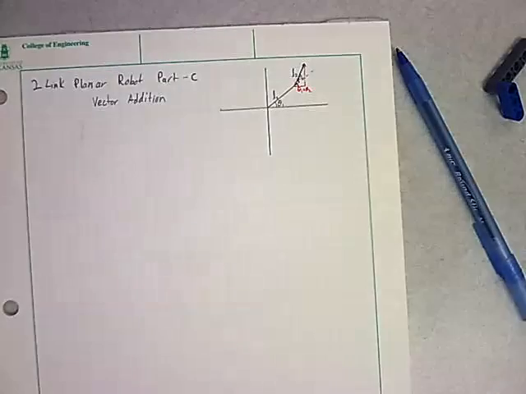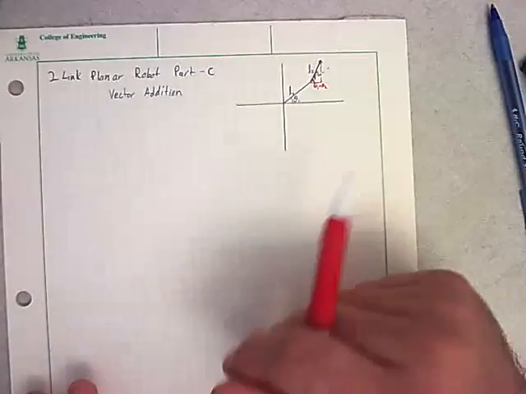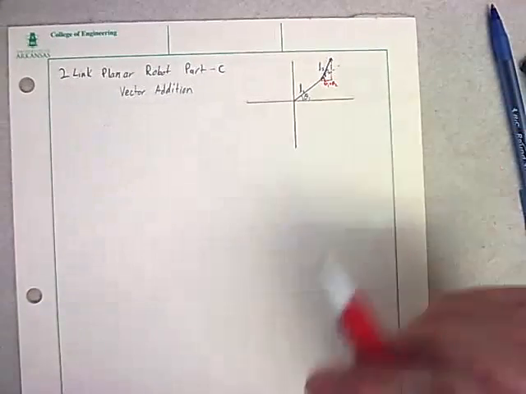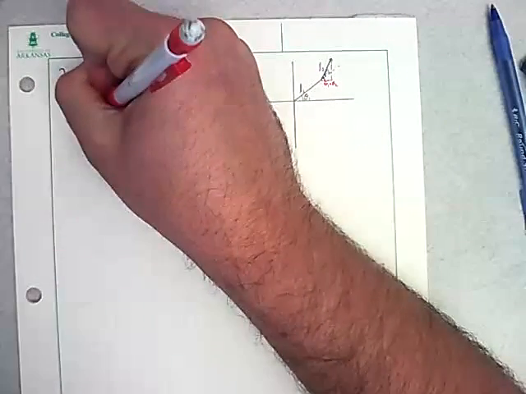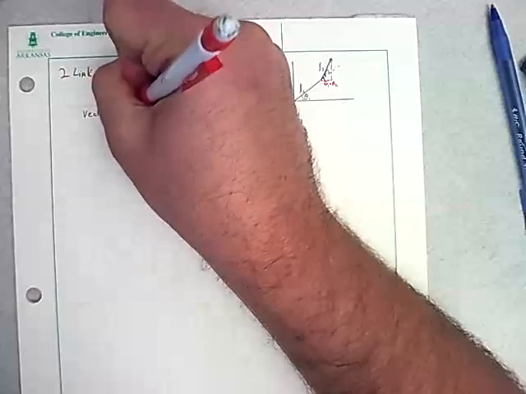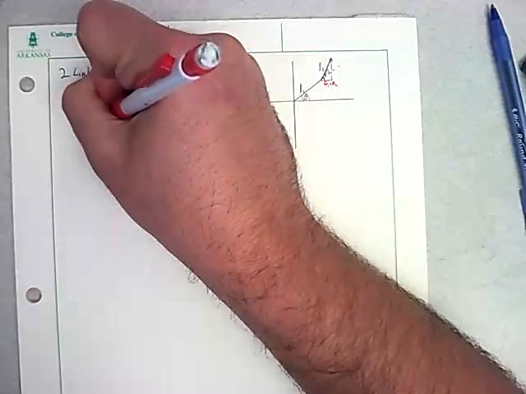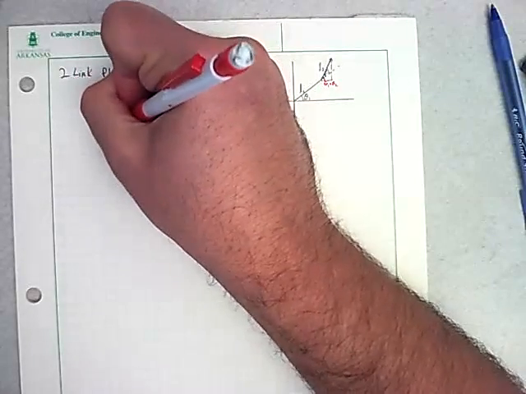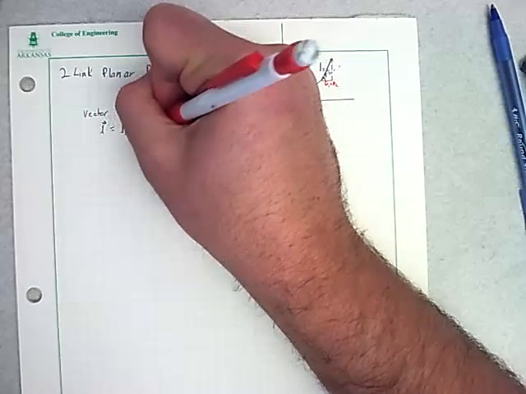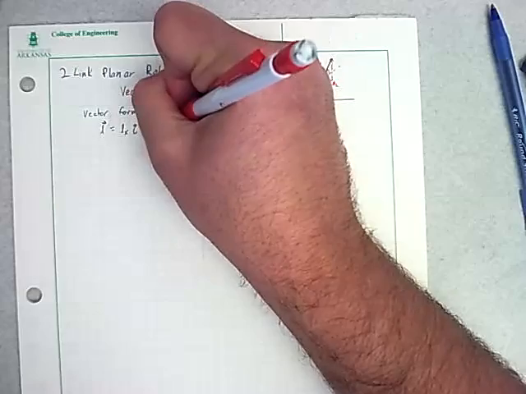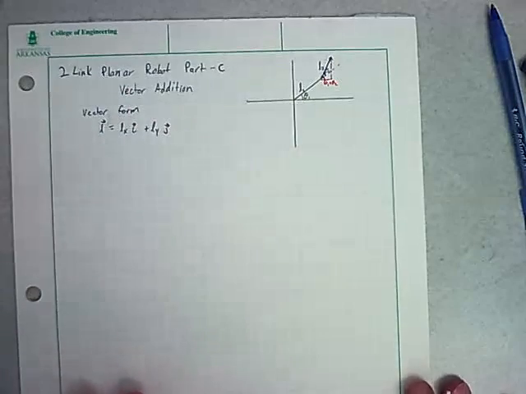And what we're going to do now is show we can get the same solutions that we got in Part B by adding these as vectors. So remember, vector form generically is that L is Lx in the i direction plus Ly times the j vector.